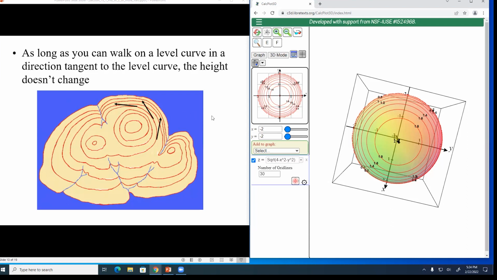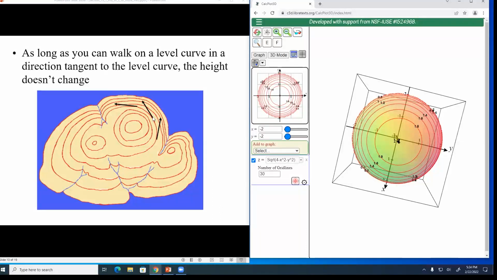Now, remember what we're talking about when we talk about a tangent line. Obviously, if you follow this black line, eventually you're going to be off of that level curve and your height does change. So we're talking about an instantaneous moment, right, with a tangent line. So these tangent lines move along, will change direction as we go along this height. So it's going to be a really important idea moving forward. As long as we're going tangent to a level curve, our height or our Z value is not changing.